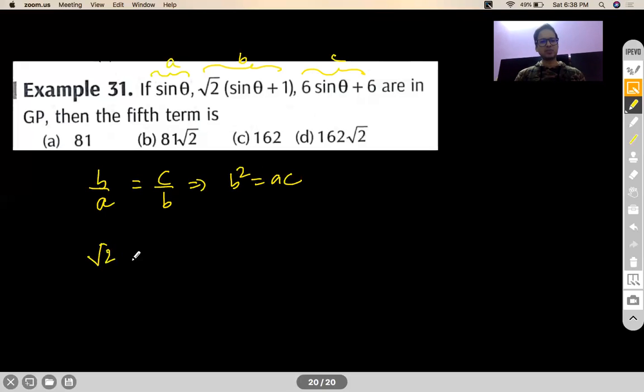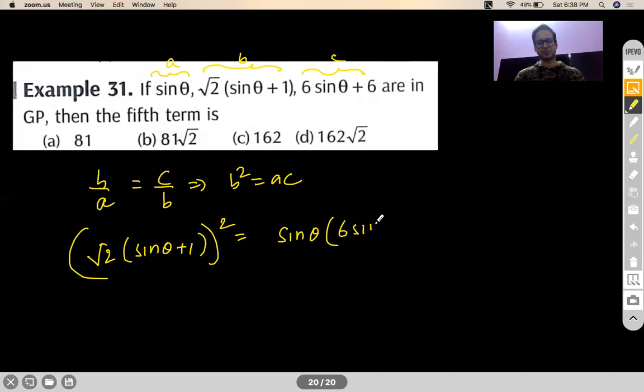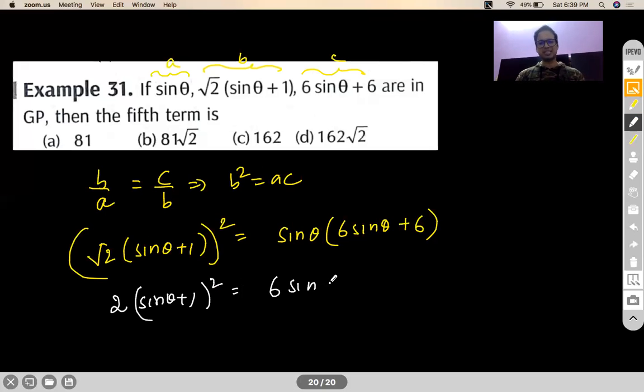That means square of the middle term should be equal to sine theta into 6 sine theta plus 1. Okay, so what I'm going to do here is I'm just going to write it as 2 sine theta plus 1 the whole square. This is 6 times sine theta into sine theta plus 1. So now sine theta plus 1 we can easily cancel out from both the sides.